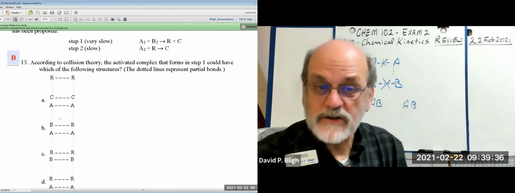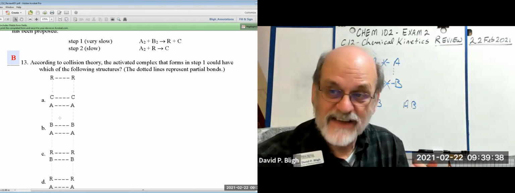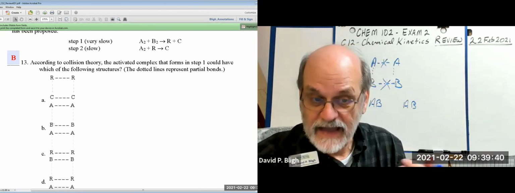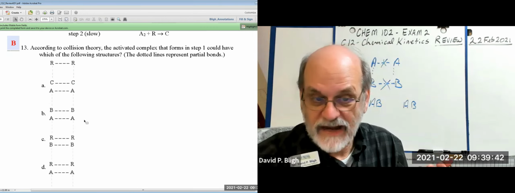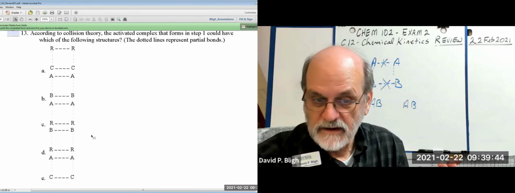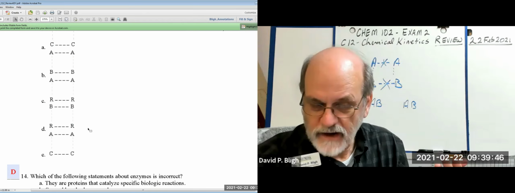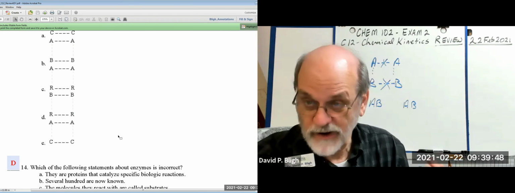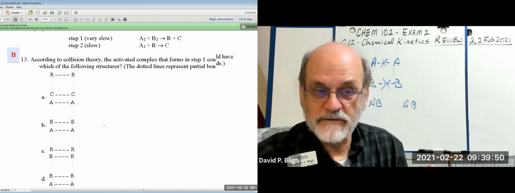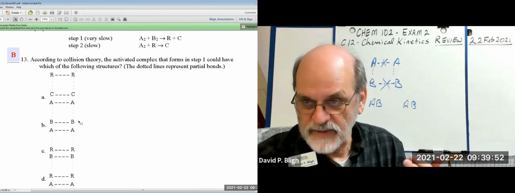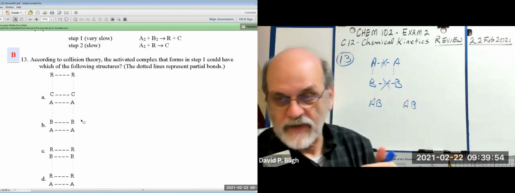But as far as the question goes, the activated complex has to be AA and BB. You can't have an R there. That's an intermediate. You can't have a C there because that's a product. The only one that fits is the AA and BB. So the answer is B.